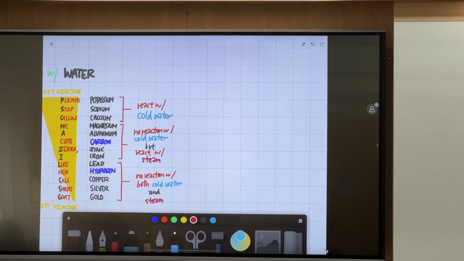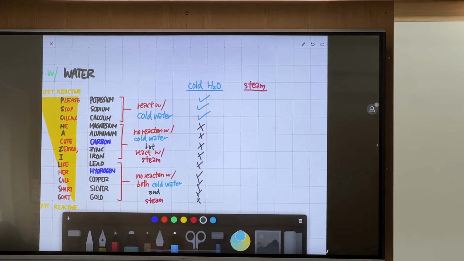So therefore, on the right, we can summarize it this way. Do they have any reaction with cold H2O? Do they have any reaction with steam? So for cold water, only the first three should you tick. All the rest here, you put a cross, all the way to the bottom.